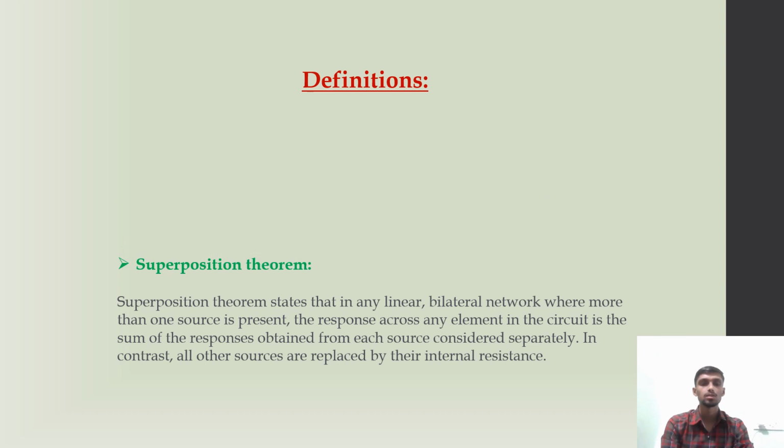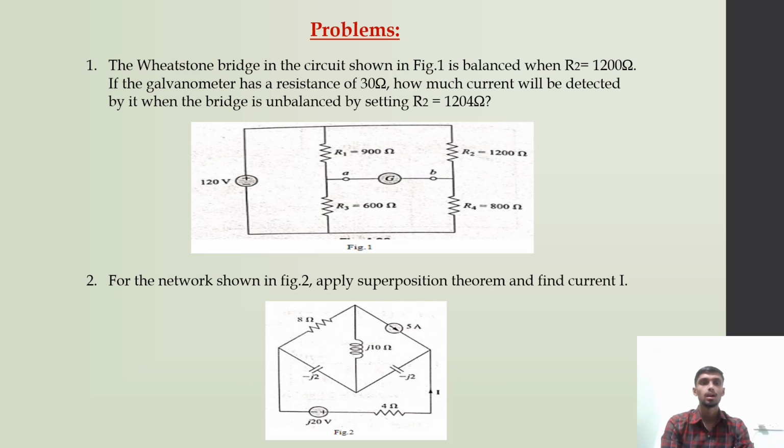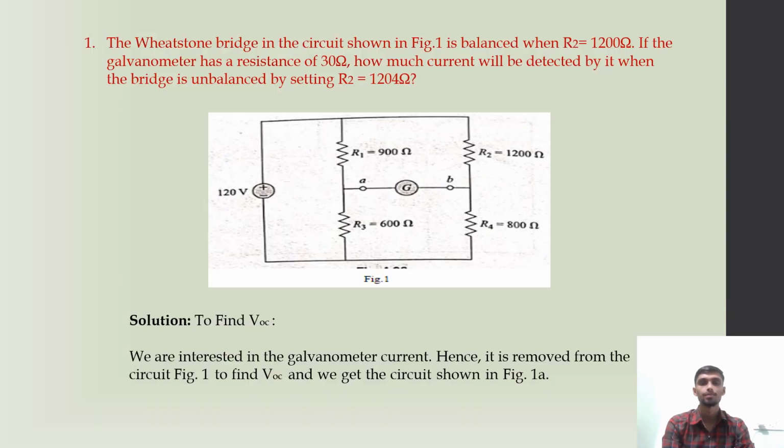And this is the definition for the superposition theorem. The superposition theorem says that in any linear bilateral network where more than one source is present, the response across any element in the circuit is the sum of the responses obtained from each source considered separately. In this, all the other sources are replaced by their internal resistance. And these are the examples for Thevenin's equivalent circuit and for the superposition theorem.